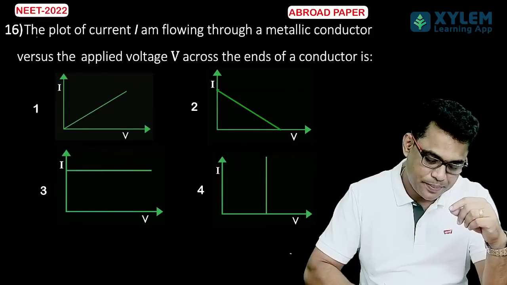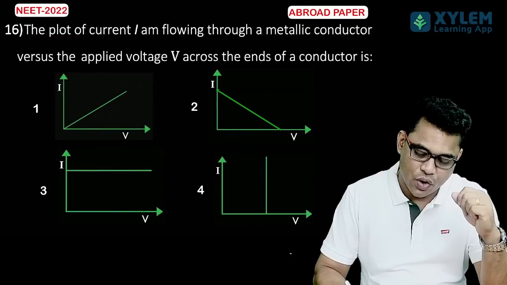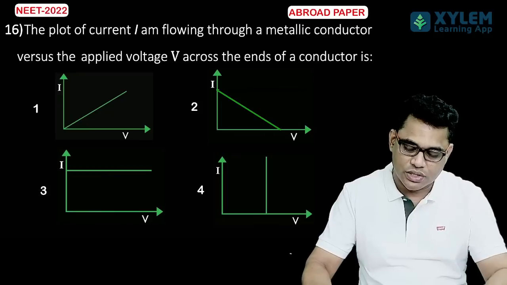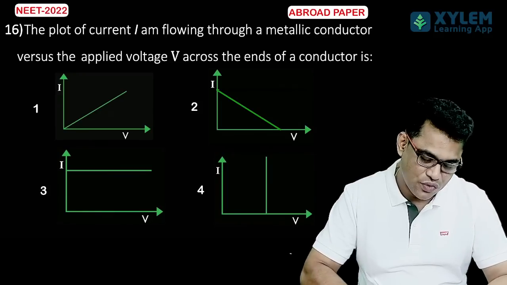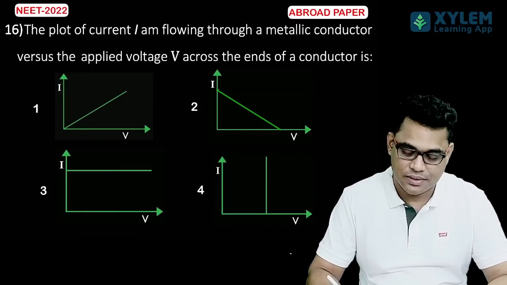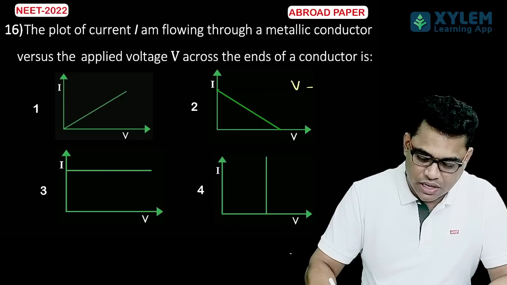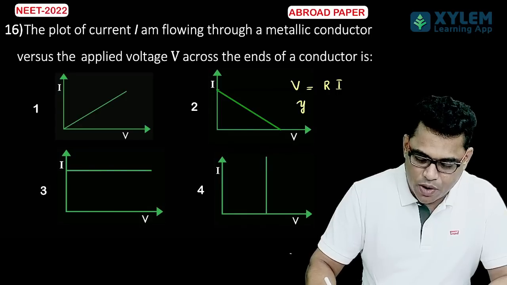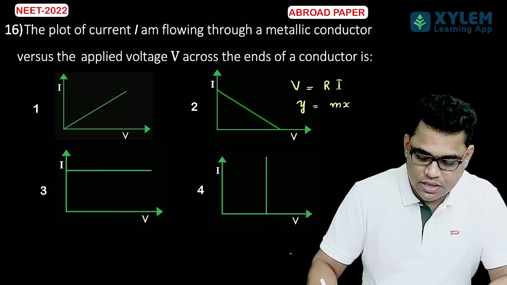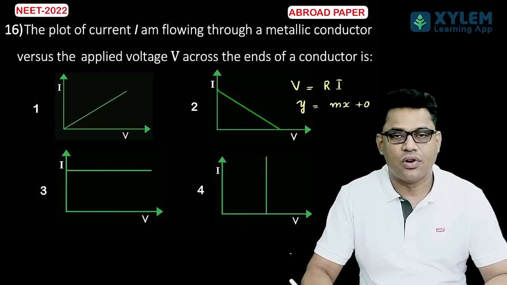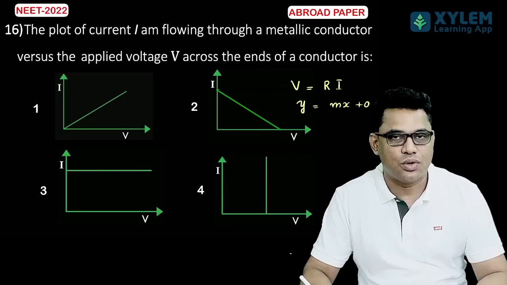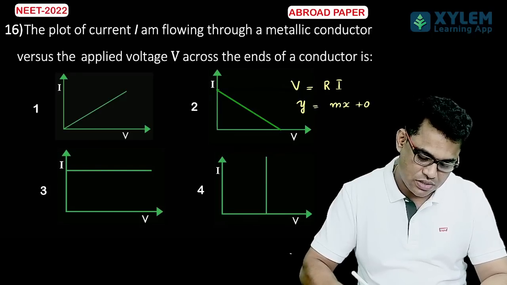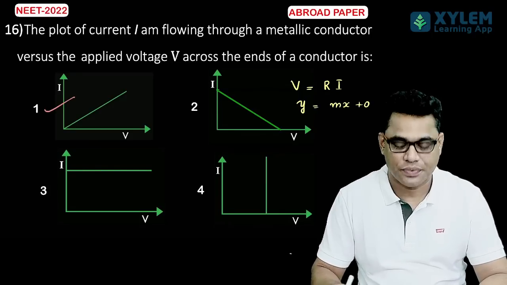Question number 16. The plot of current I flowing through a metallic conductor versus the applied voltage V across the ends of the conductor is. VI graph we need to find. You know, V is equal to R into I. Therefore, this is in the form of y is equal to mx plus 0. Therefore, the graph must be a straight line passing through the origin having positive slope. Therefore, the answer is 1.